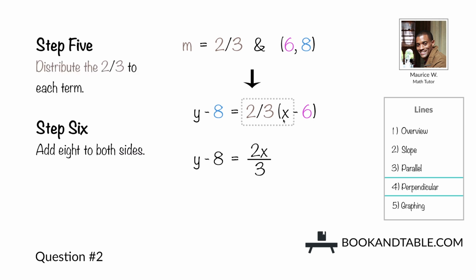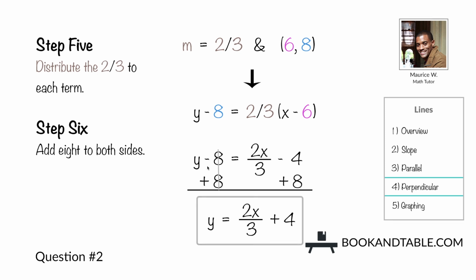2/3 times x is 2x over 3. 2/3 times negative 6 is 2 times negative 6, which is negative 12 over 3. Negative 12 over 3 is negative 4. And now step 6, add 8 to both sides to get rid of this negative 8. That gives you negative 4 plus 8, which is positive 4. So the line that is perpendicular is y is equal to 2x over 3 plus 4.